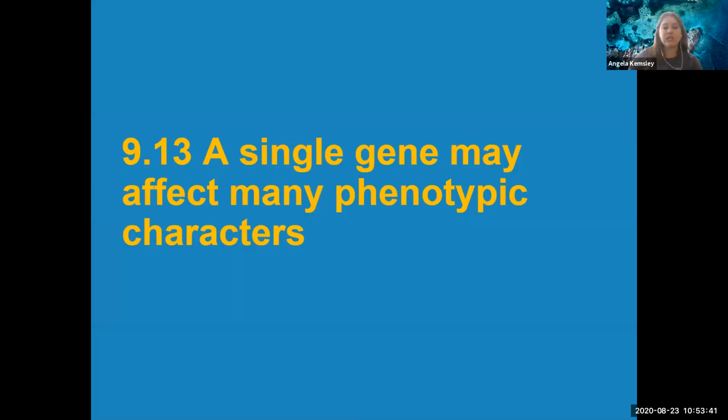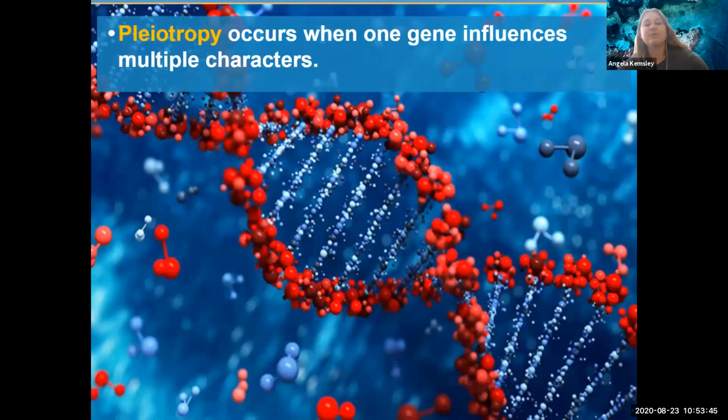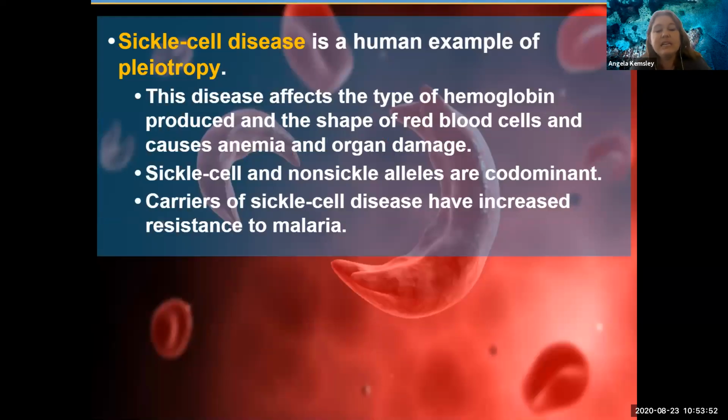All right, so a single gene may actually affect many phenotypic characters. This is known as pleiotropy, when one gene influences many different characters. Sickle cell disease is an example of pleiotropy in humans. Sickle cell disease affects the type of hemoglobin that's produced and the shape of red blood cells, and causes anemia and organ damage. Sickle cell and non-sickle alleles are codominant. Carriers of sickle cell disease have increased resistance to malaria, though.